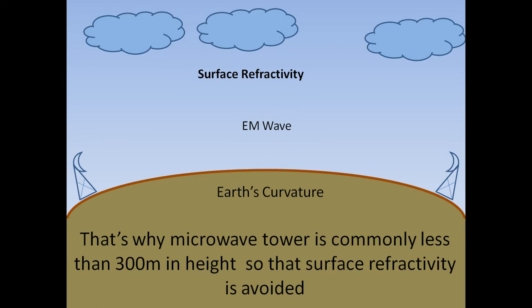Okay? That's why yung mga microwave tower na nakikita nyo, wala naman kayo makikita ang microwave tower na kasing taas ng isang bundok, walang ganun. Commonly less than 300 meters lang yan in height. So that maiwasan natin yung bending ng EM wave kasi ayaw natin nun eh. Okay? So, yan yung reason kung bakit less than 300. Normally parang mga 100 meters lang to 200 meters yung height ng mga microwave tower na makikita nyo.